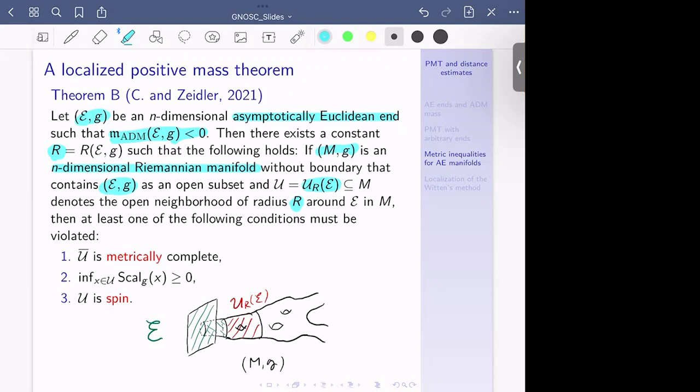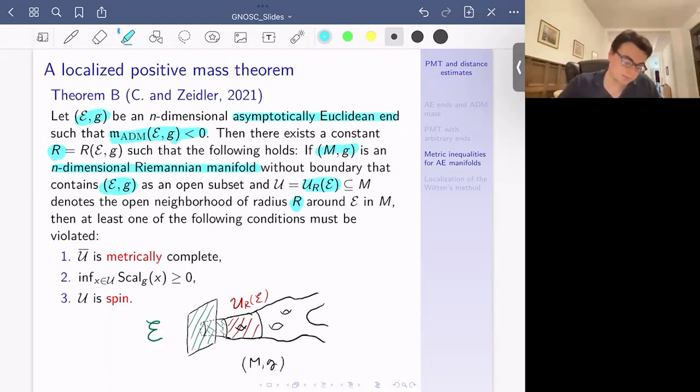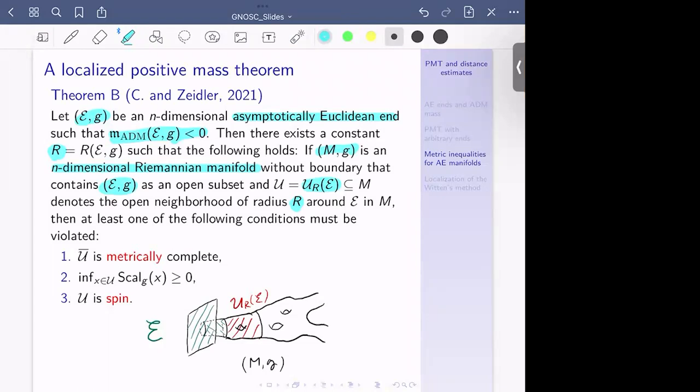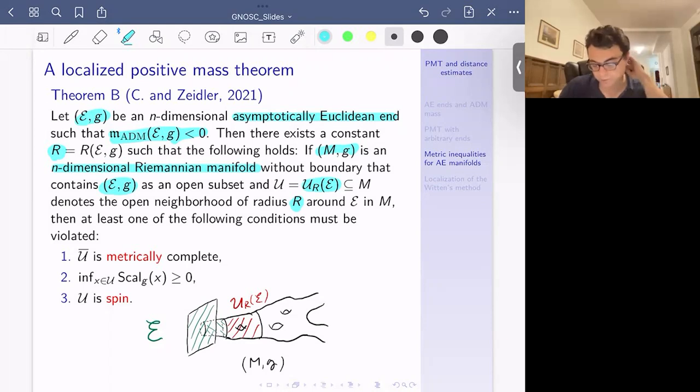You only require your neighborhood to be spin, not the whole manifold to be spin, right? Of course, you require only your neighborhood. The asymptotically Euclidean end is for sure spin, so that's why we formulated it like this. But in your picture, there is also some region which is not flat, and which is not U, and you don't have to be spin. Outside of U, it doesn't matter.